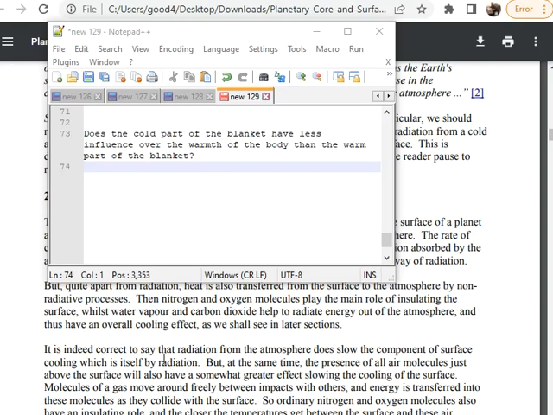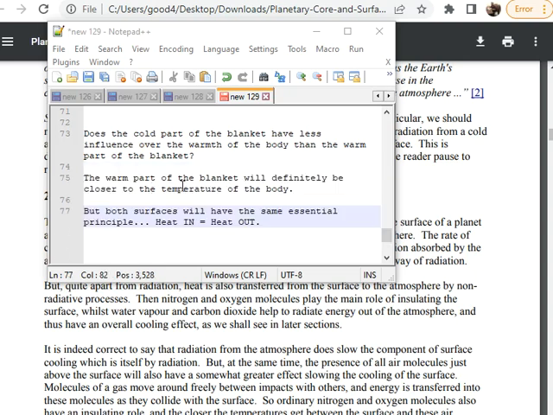Okay, I think that's a pretty good question to ask. Does the cold part of the blanket actually have less influence over the warmth of the body than the warm part of the blanket? And I think the warm part of the blanket will definitely be closer to the temperature of the body, but both surfaces will have the same essential principle that heat in is equal to heat out.